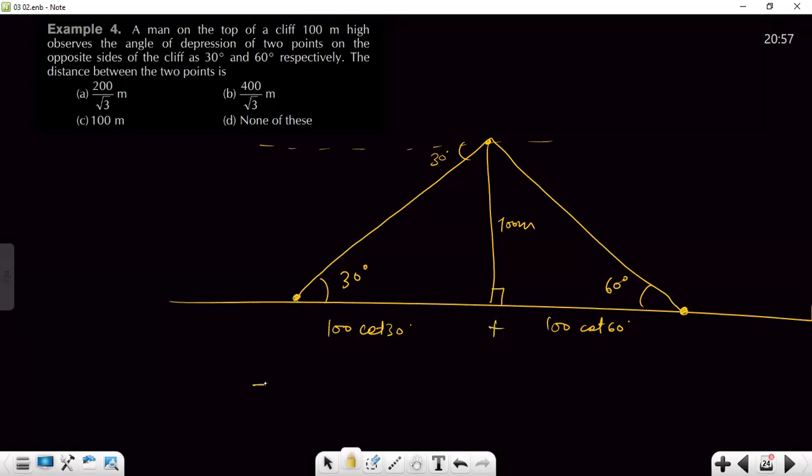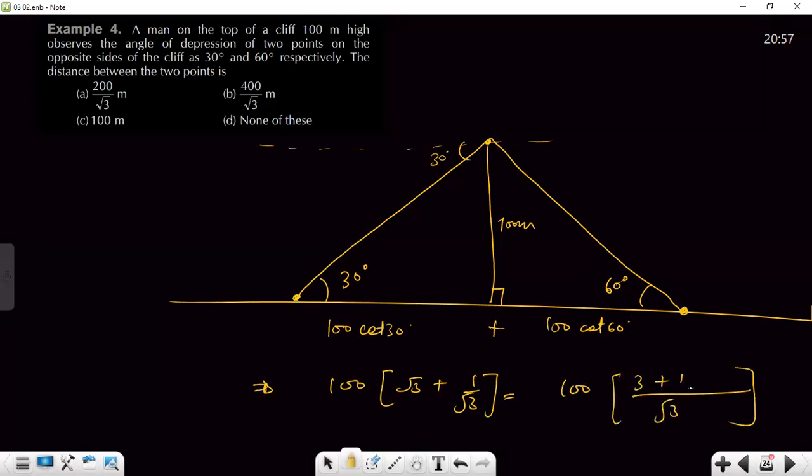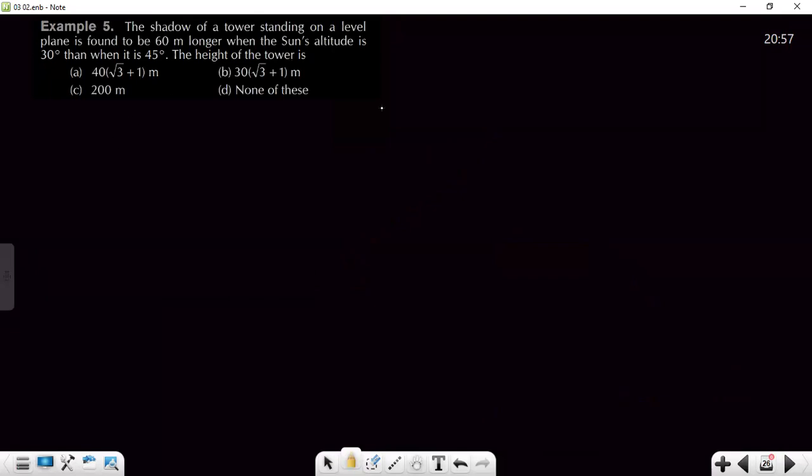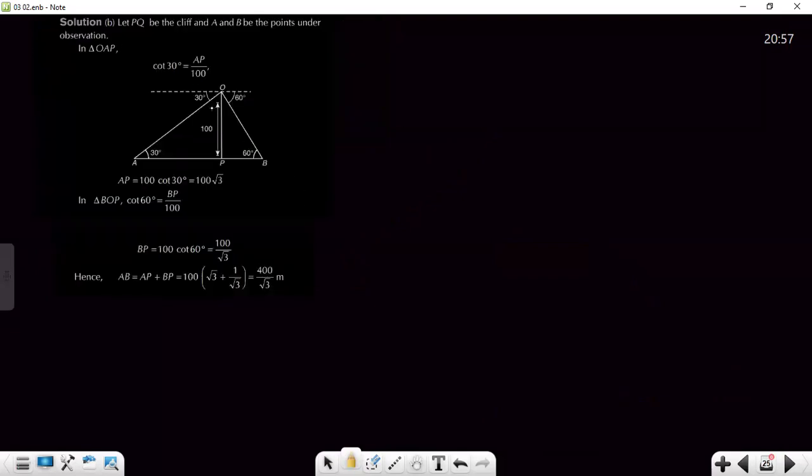We need to find the distance between these 2 points, so we'll add them simply. 100 common into cot 30, that is root 3, plus cot 60, which is 1 by root 3. Taking LCM root 3, root 3 into root 3 becomes 3, plus 1. So that becomes 400 by root 3 meters. Option B is the answer. Any doubts? No, sir. One minute. Simple. Here the angle of depression and this angle are equal.